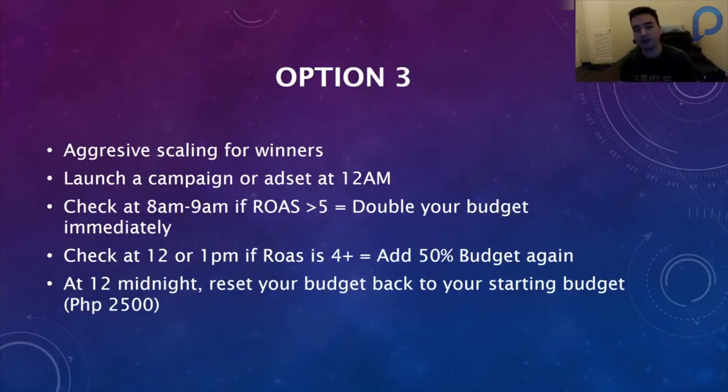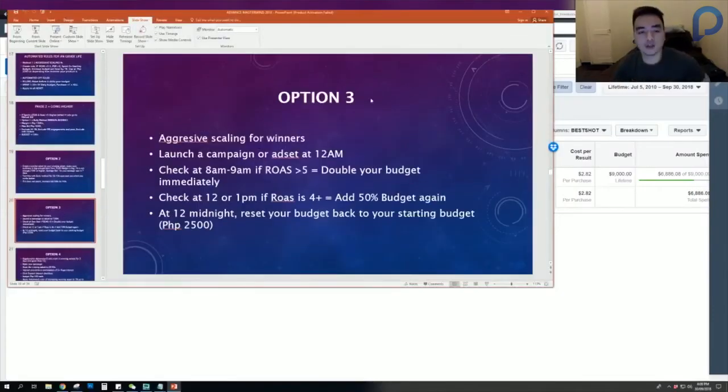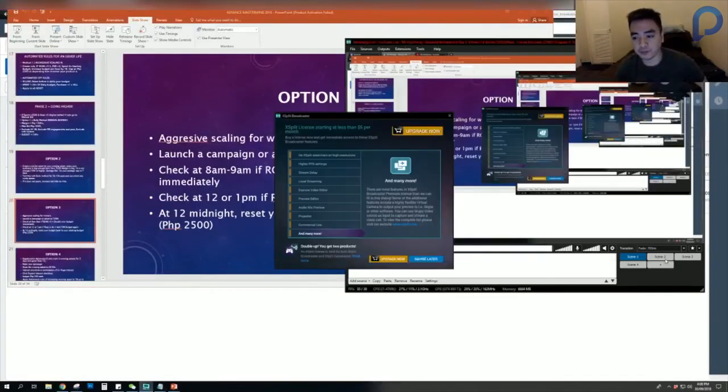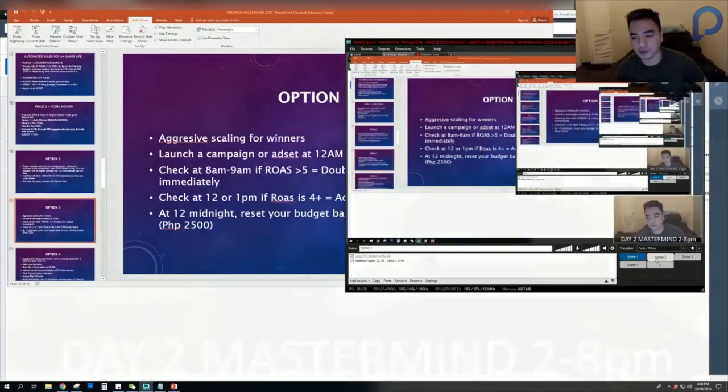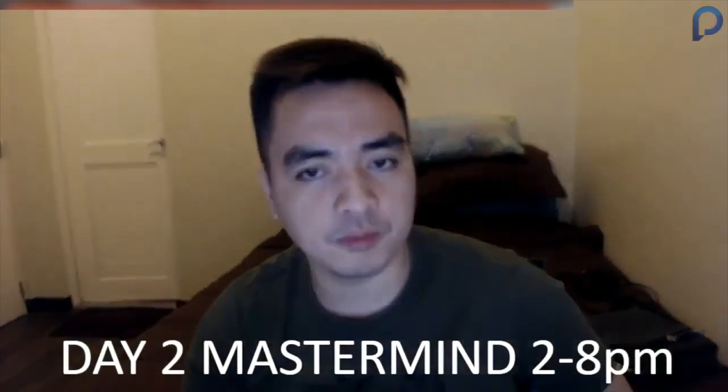We're going to go for option 3. This is called the surfing method. This usually works if you have someone to adjust the budget or if you have a VA. Where were we? Oh, wrong one. So let's go to the surfing method.